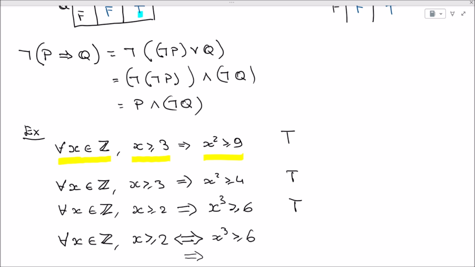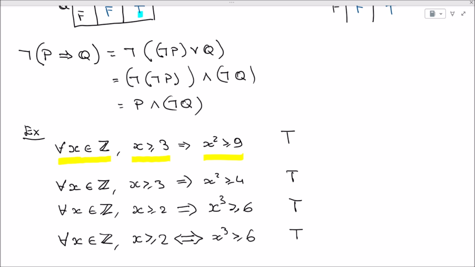That is correct. But what if we consider now the opposite arrow? Can we say that if the cube is larger than or equal to 6, then it must be x larger than or equal to 2? Yes, because all possible cubes of integer values, they will start from 8, so that means that x has to be larger than or equal to 2. So again, this is another true proposition.